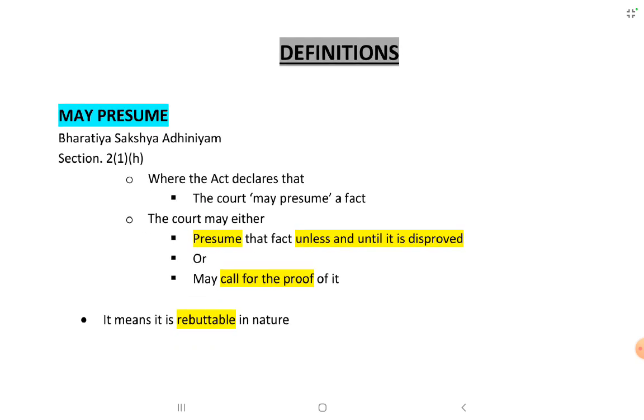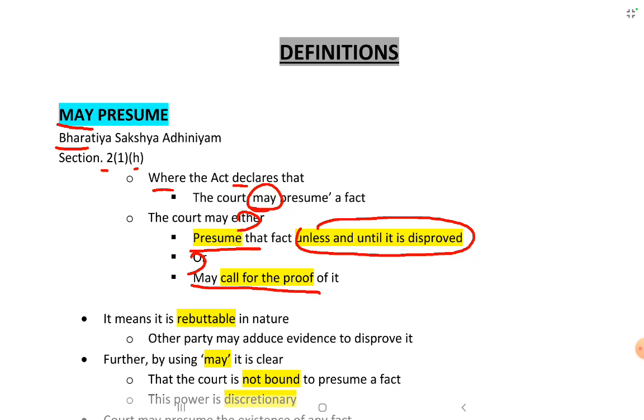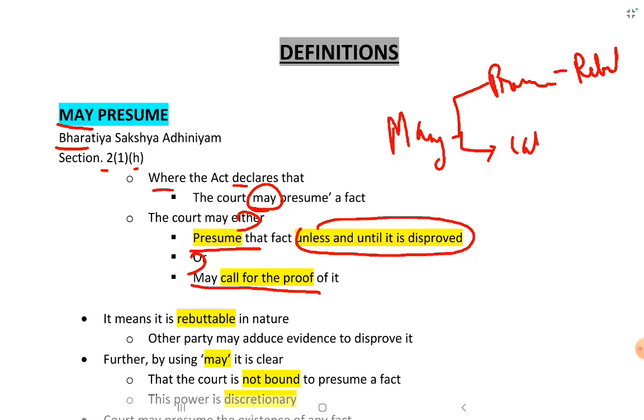The definitions. The definition of may presume is given in Bharatiya Sakshya Adhiniyam section 2(1)(h). It says, where the act declares that the court may presume a fact, the court may either presume that fact unless and until it is disproved, or may call for proof of it. That is, somewhere in the act, if it is declared that the court may presume, then the court has the option, it has discretion to either presume that fact until or unless it is disproved, that is rebuttal is given, or it may call for proof of it.